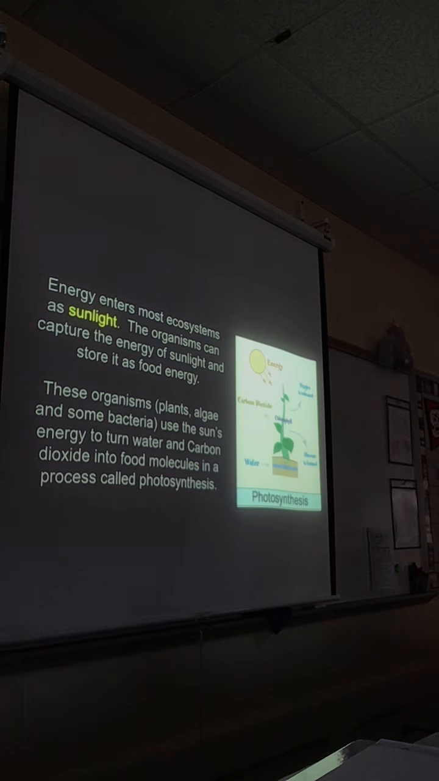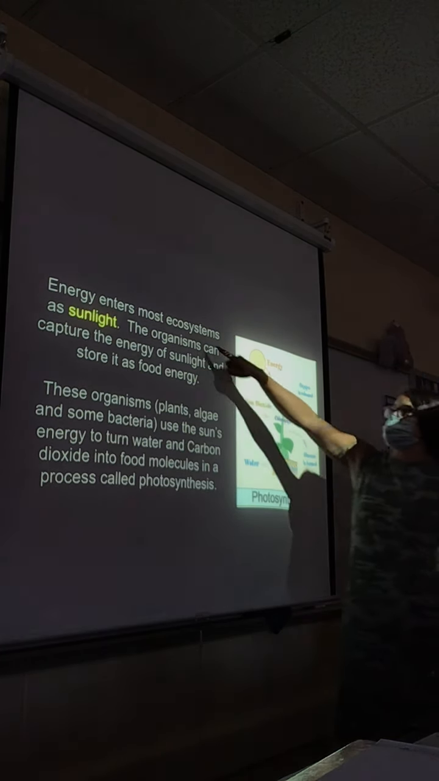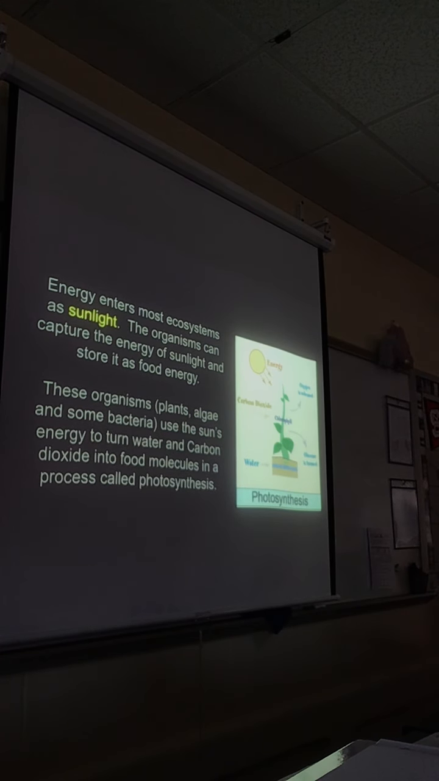Photosynthesis. Okay, this is where plants are incredibly important. They are taking the energy from the sun. So in some regard, you can think about the food that you ate last night originated from energy from the sun. Okay, it's been passed along, energy was captured from the sun, and you ate it. These organisms, plants, algae, and some bacteria use the sun's energy to turn water and carbon dioxide into food molecules in a process called photosynthesis. Those food molecules are the glucose, okay, it's the sugar, right? And so the main thing here that I want you to get is that energy enters most ecosystems as sunlight.